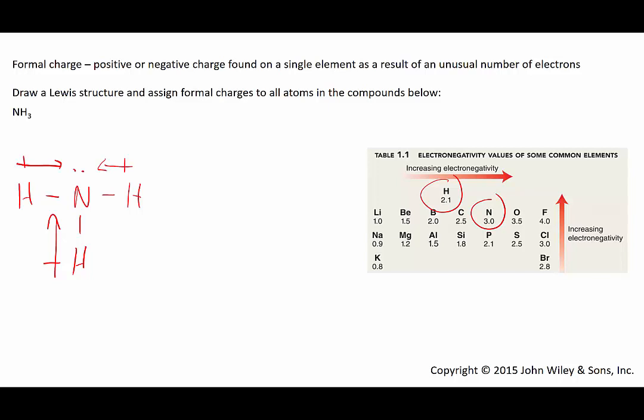What this will result in, if we redraw our Lewis structure, is that the nitrogen is going to be partially negative because it's pulling electron density away from the hydrogen atoms, which are going to be partially positive.